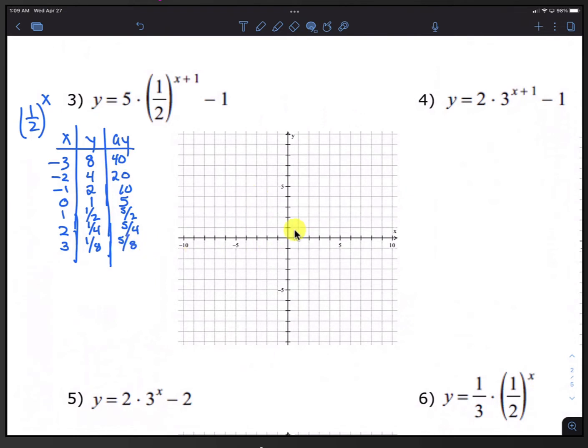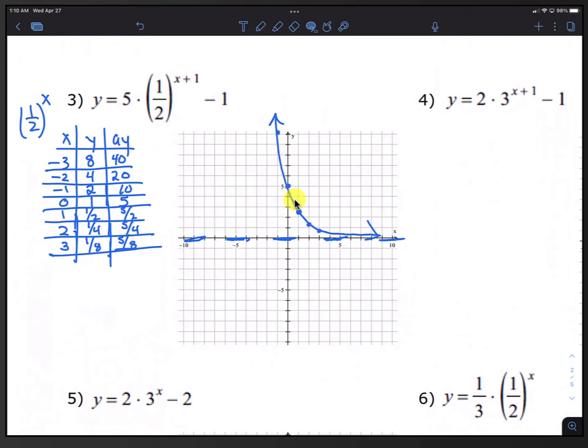Now we'll go over to the grid and we'll plot the x-coordinate along with the a times y coordinate. And we'll just fit all the points that we can get on the graph. Okay, so this ends up being our graph. This point right here is 0, 5, which is right there. This point is 1, 5/2. This point is 2, 5/4, and so on. All right, so this is the parent curve.